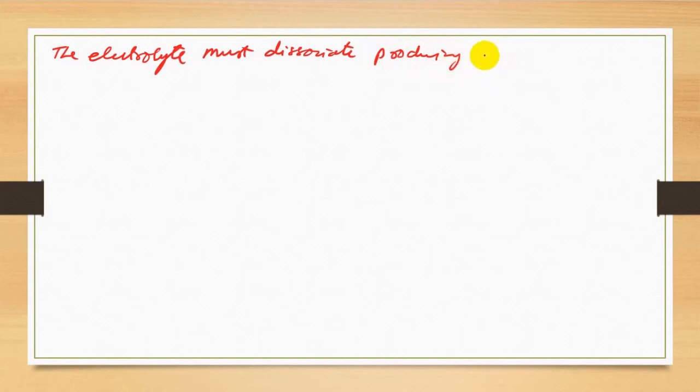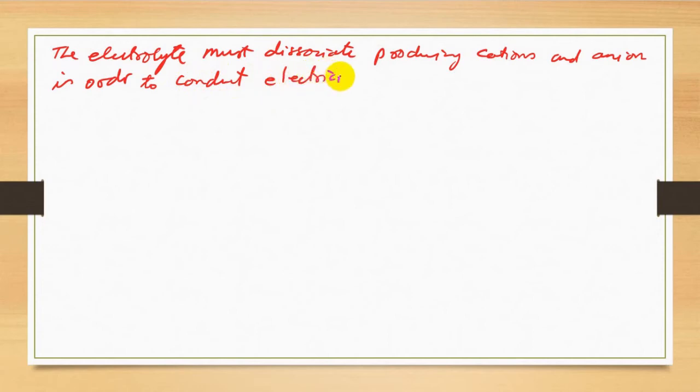Those oppositely charged ions are cations and anions, in order to conduct electricity. So if it can dissociate, it will conduct. If it cannot dissociate, then it will not conduct. Okay, so basically what is formed? Cation and anion. So let's see the difference between this cation and anion also.